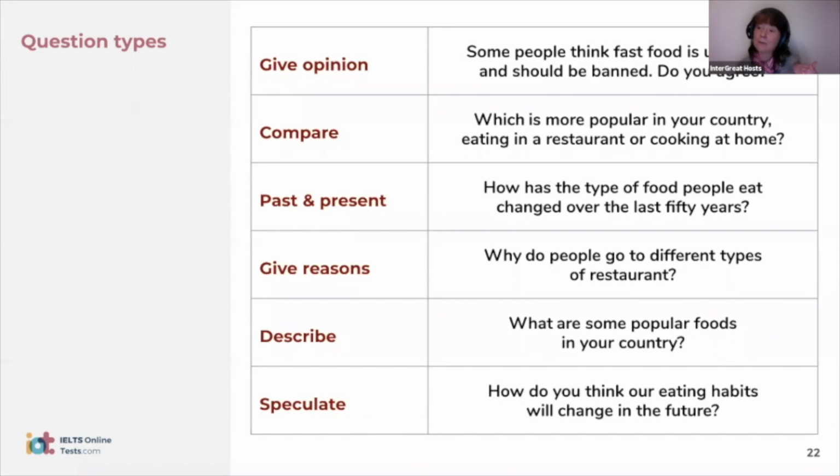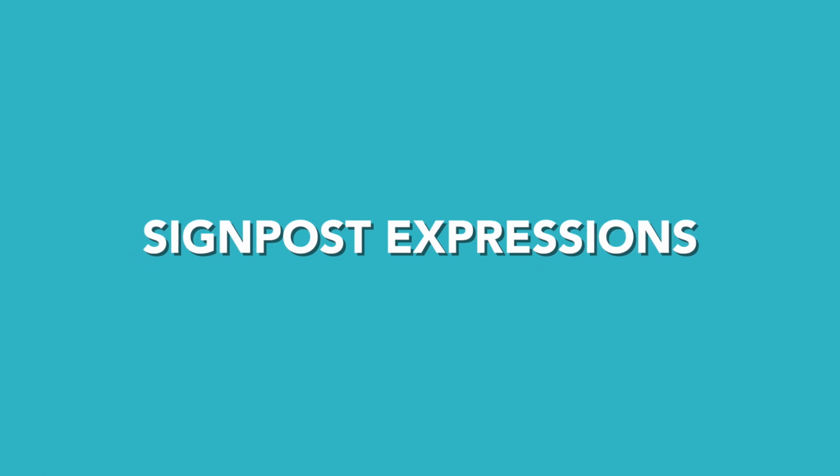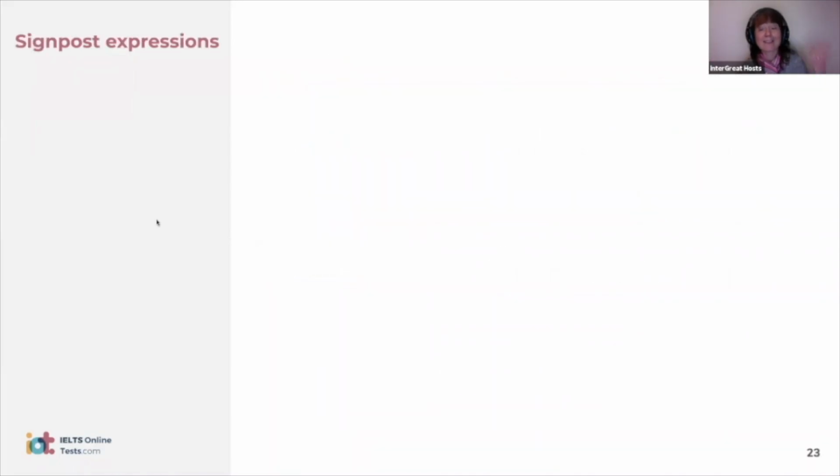Okay, so it's very important to think about the type of question the examiner is asking you, and then to use the right language to answer. Okay, so this is where what we call signposting comes in. Signposting means that you are helping the examiner follow your answer. And this is very, very important for fluency and coherence, the first marking criterion.